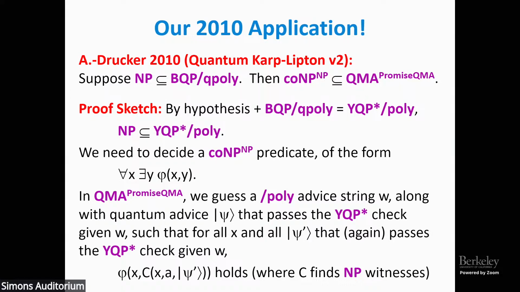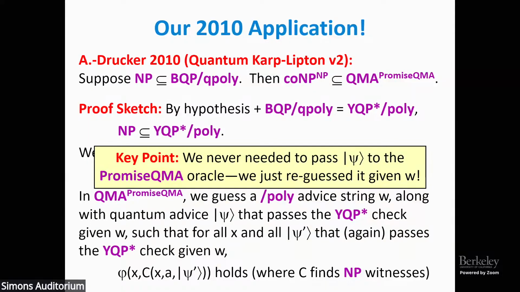And now my oracle also has this circuit for solving NP, right? Because it was handed the W, it guessed the quantum advice state, psi prime. And now the PromiseQMA machine is going to use that circuit for NP problems to fill in the y quantifier, to find for each given x, does there exist a y that makes this formula hold? Okay, so that is what we do. What is the key point here? The key point is that we never needed to pass the quantum state psi to the PromiseQMA oracle.